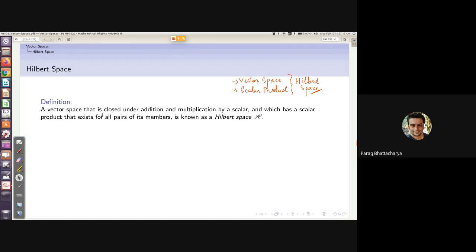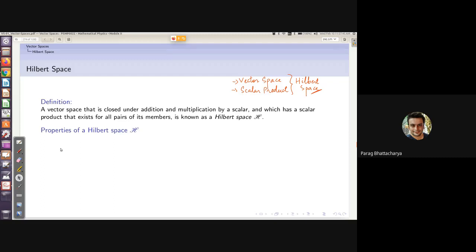Okay, Hilbert space is a special kind of a vector space. It is closed under addition and multiplication by a scalar, which is true for all linear vector spaces. In addition, if the scalar product also exists for any pair of members, so if I take any two of these members there exists a scalar product, then such a vector space is known as a Hilbert space. Remember, it's a special type of a vector space.